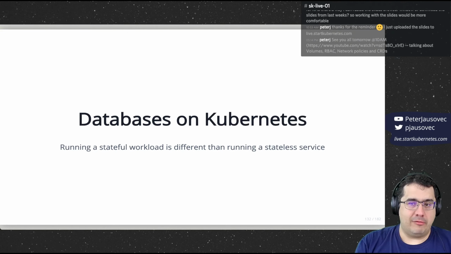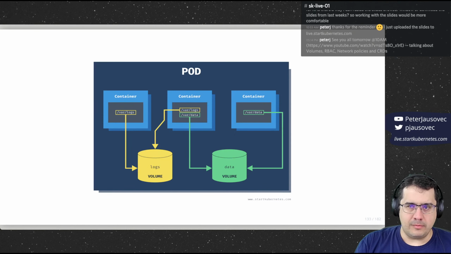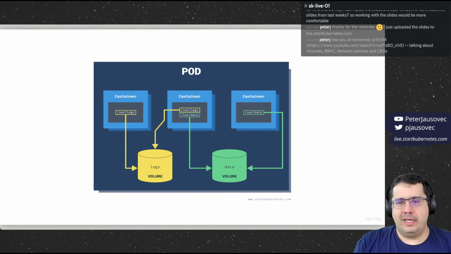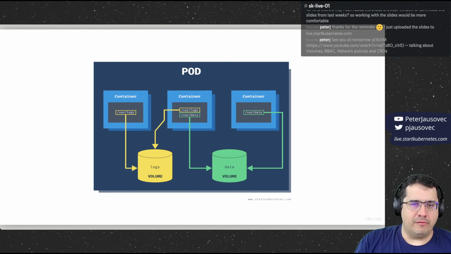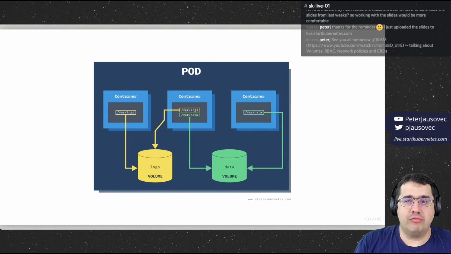Now, for that reason, we need to find a way to store the data outside of the containers so the data does not get removed when the container is restarted. The way we do that is we use this abstraction called volumes. And last time when we talked about config maps and secrets, we already used volumes. We haven't talked about them explicitly then, but we already used them.